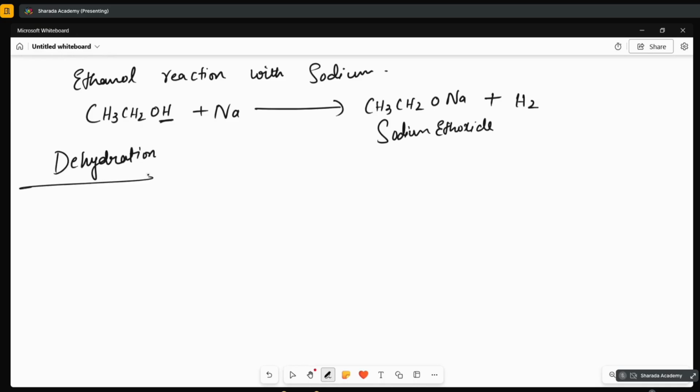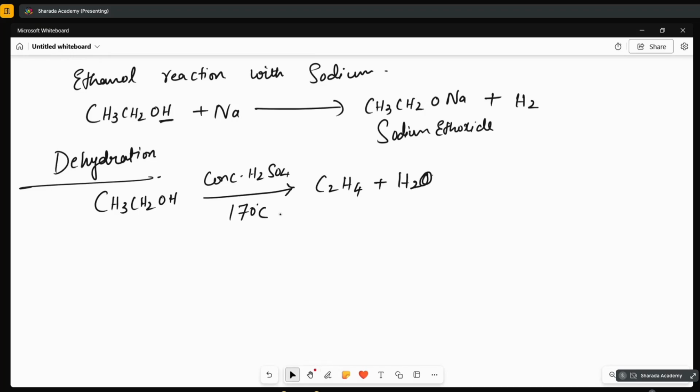Next, dehydration reaction. Dehydration reaction is removal of water. So ethanol, CH3CH2OH, in the presence of concentrated H2SO4. What you will get? 2 hydrogen, water H2O. This much is removed. So what else is remaining? 2 carbon, 4 hydrogen, so C2H4 plus the water. And this happens at 170 degrees centigrade.